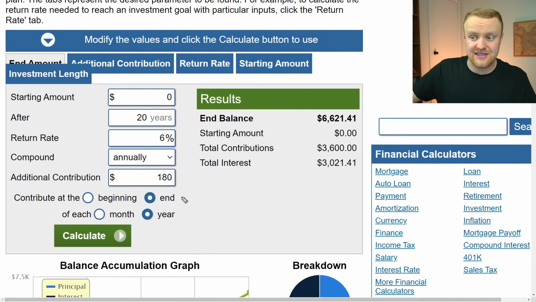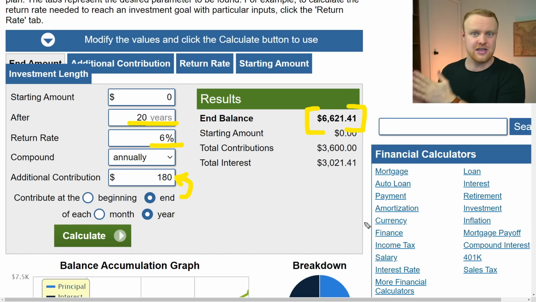If you were to invest that $180 that you would save on fees over the course of 20 years, receiving a return of roughly 6%, which is relatively reasonable, well then that $180 a year plus the interest earned would end up being $6,621 after 20 years. So while these fees that you're saving may not seem like a huge amount of money now, with compound interest it can add up to quite a lot.